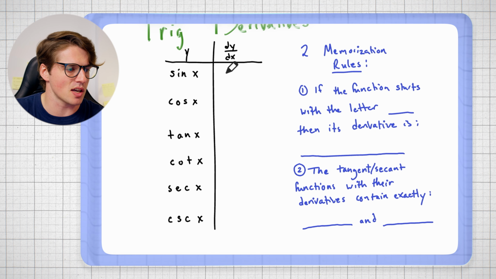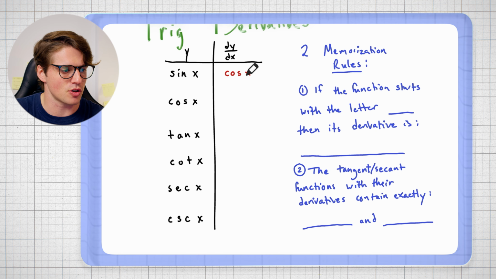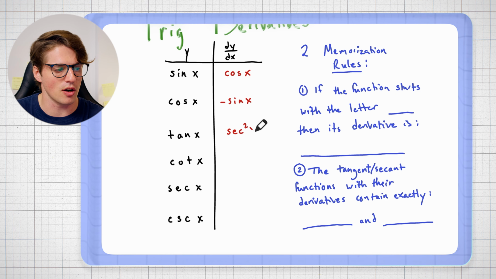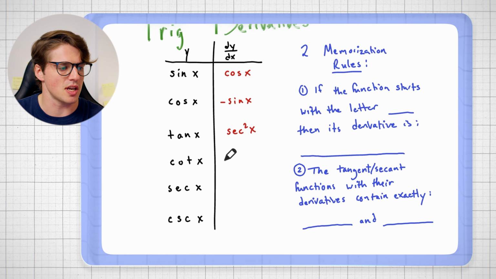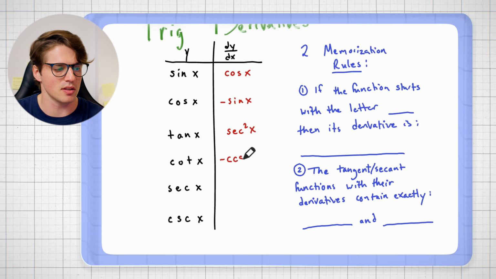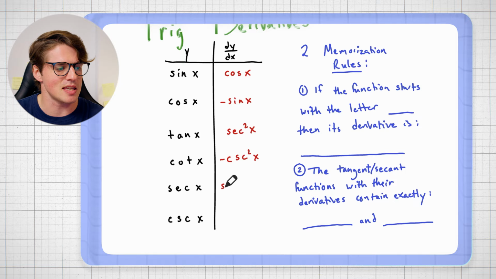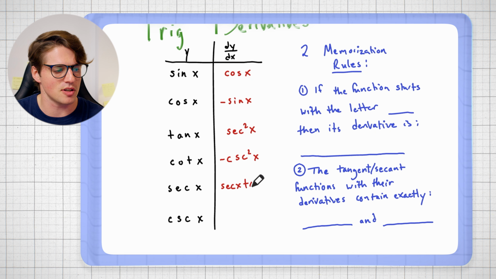So sine of x, the derivative is cosine of x. Cosine of x, negative sine of x. Tangent of x is secant squared of x. Cotangent, negative cosecant squared of x. Secant is secant x tangent x. Cosecant is negative cosecant x cotangent x.